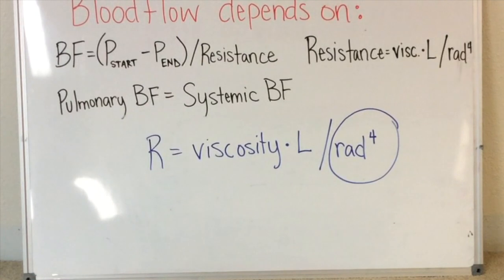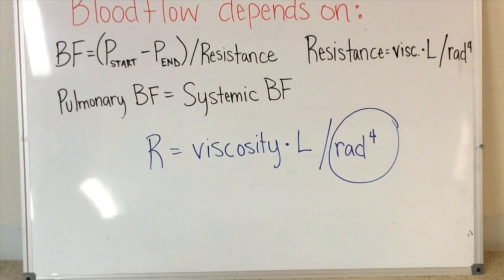One detail worth pointing out: in the resistance equation, we see that radii is raised to the power of 4. This means that small changes in the radii of vessels result in exponentially greater changes in resistance. If there are large changes in resistance, we're going to see large changes in blood flow.